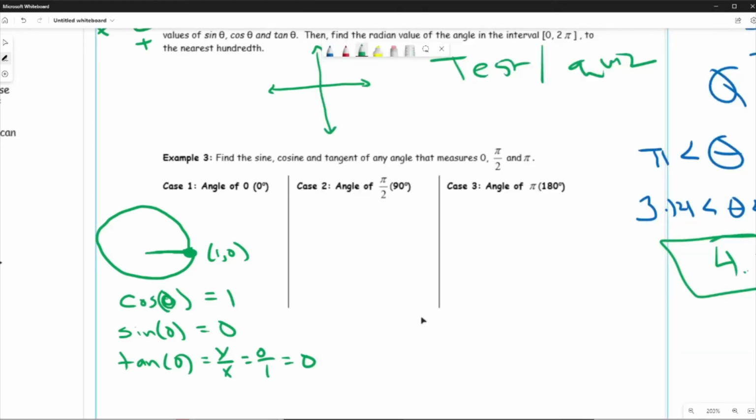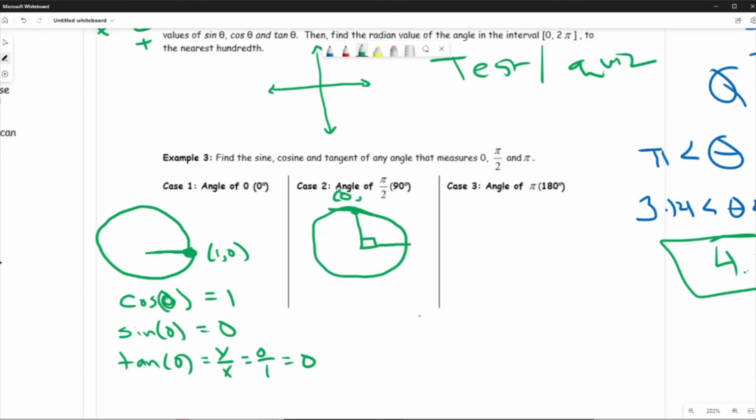Okay, and we go to case 2, pi over 2. Where's pi over 2 on the circle again? Well, it's pointing straight up, right? That's pi over 2. The point where it would be located is 0 in the x and 1 in the y. So let's just write it over here. Y equals 1, x equals 0, r equals 1. Okay, the radius is 1 in my circle because I'm going to draw a unit circle.